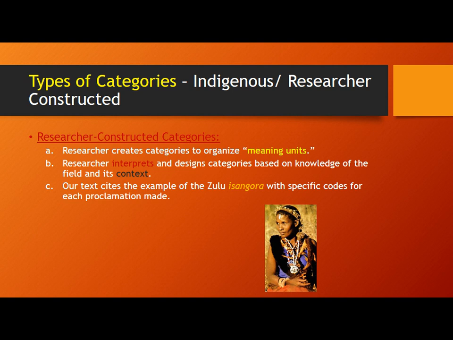For researcher-constructed categories, the example that was used in the book was a researcher who creates categories to organize meaning units, and in this particular case uses an example of the Insagoma. This is basically a traditional healer in the Zulu nation in South Africa. And basically what the researcher does here is look at the proclamations made by the healer and organize them into categories according to patterns that he or she finds.